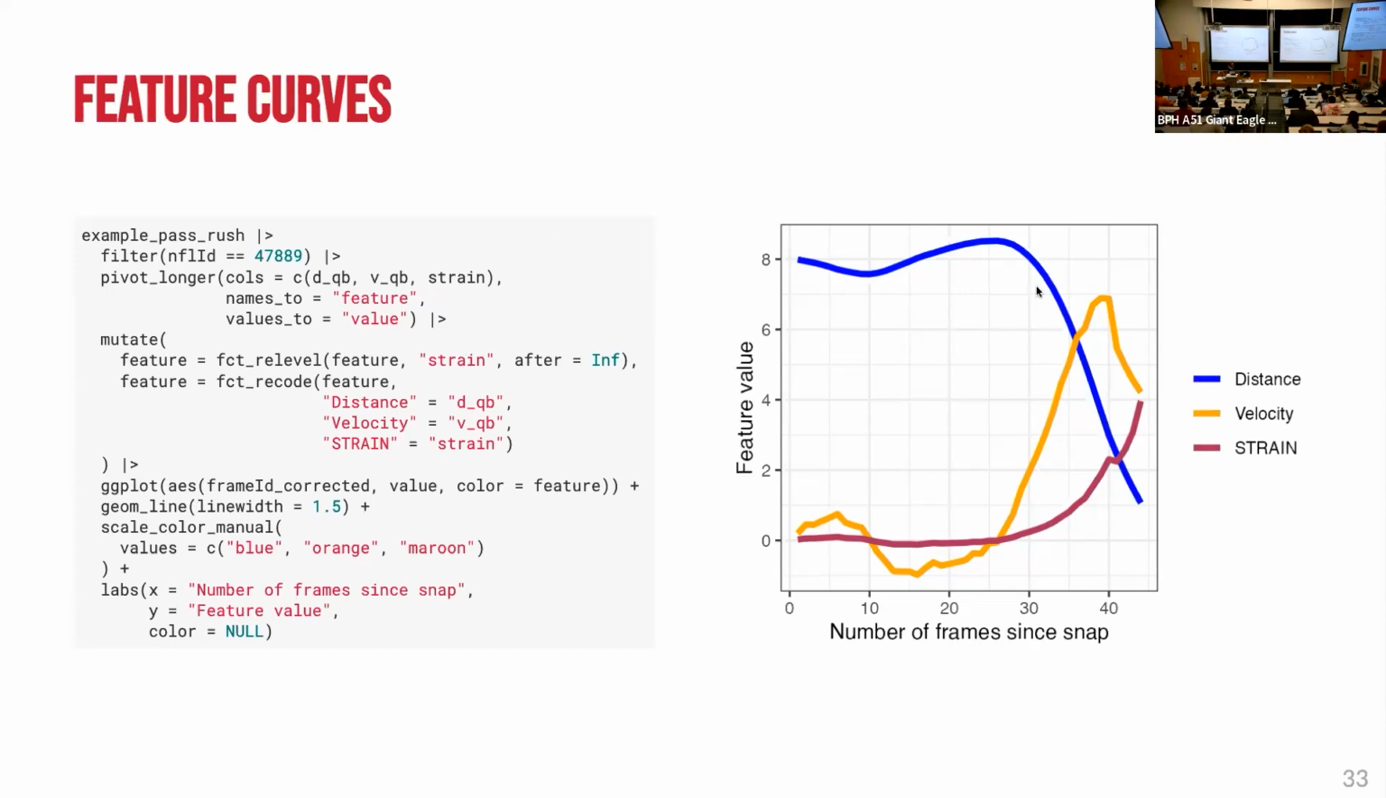So what we can tell from this data viz is that we can clearly see the interaction between the features here, right? The strain rises as Crosby is getting closer to the quarterback, distance being reduced, and also as the velocity increases as he's moving towards the quarterback. And we see that these two are indications of an effective pass rush attempt. With closer distance and faster velocity, the pressure increases. So this is a story we can tell with this line plot.